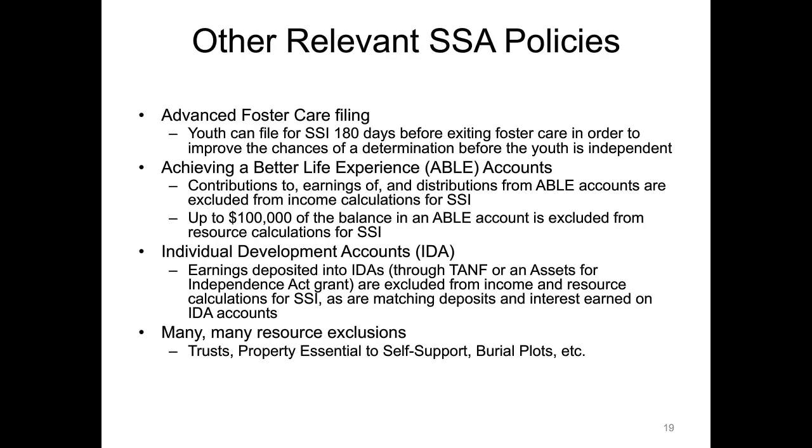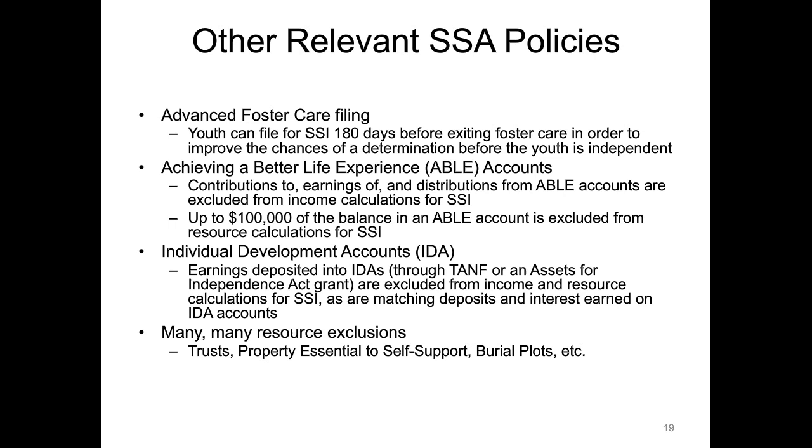Some other relevant SSA policies that are kind of useful for the transition age population would be advanced foster care filing. You can file for SSI 180 days before exiting foster care. And it's designed to help somebody who's making that transition hopefully get a determination before they leave foster care and be able to get the support that they need when they are independent.